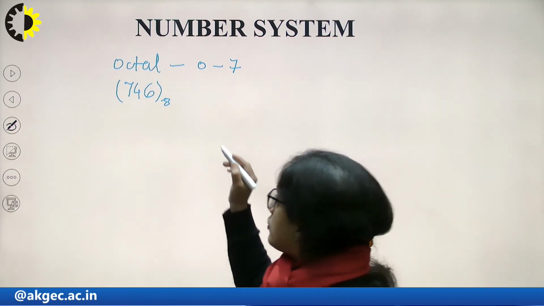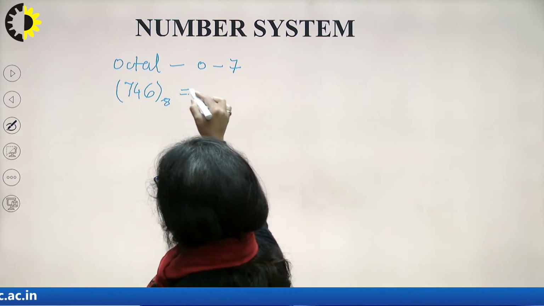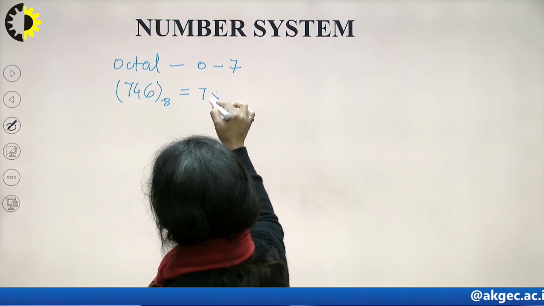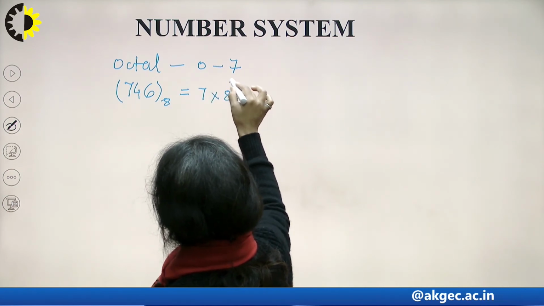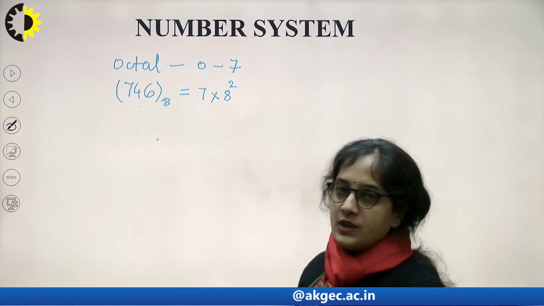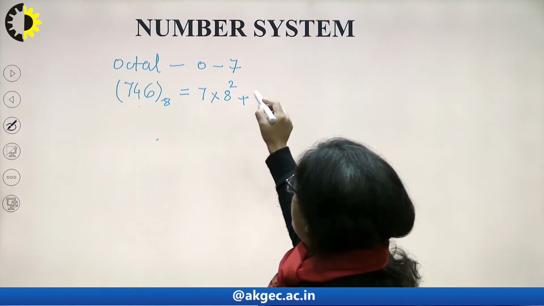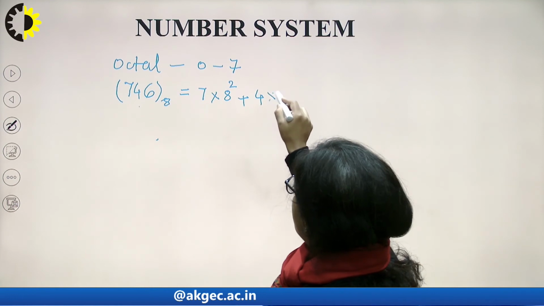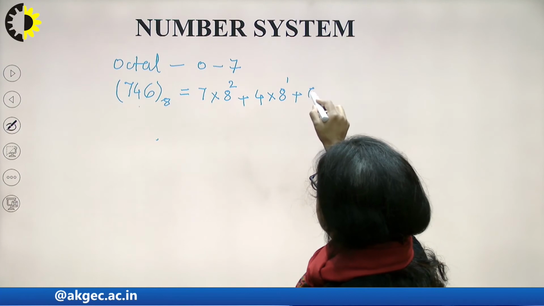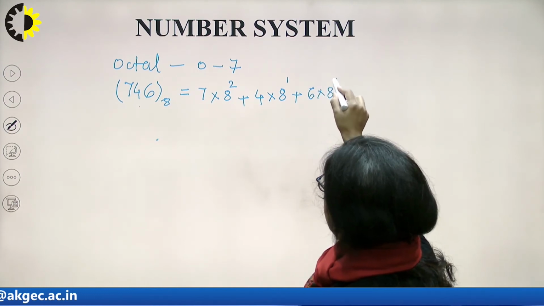So how are we going to convert this? Here the base is 8, so we will use the expansion form: 7 into 8 to the power 2, because the positions are 0, 1, 2, plus 4 into 8 to the power 1, plus 6 into 8 raised to the power 0.